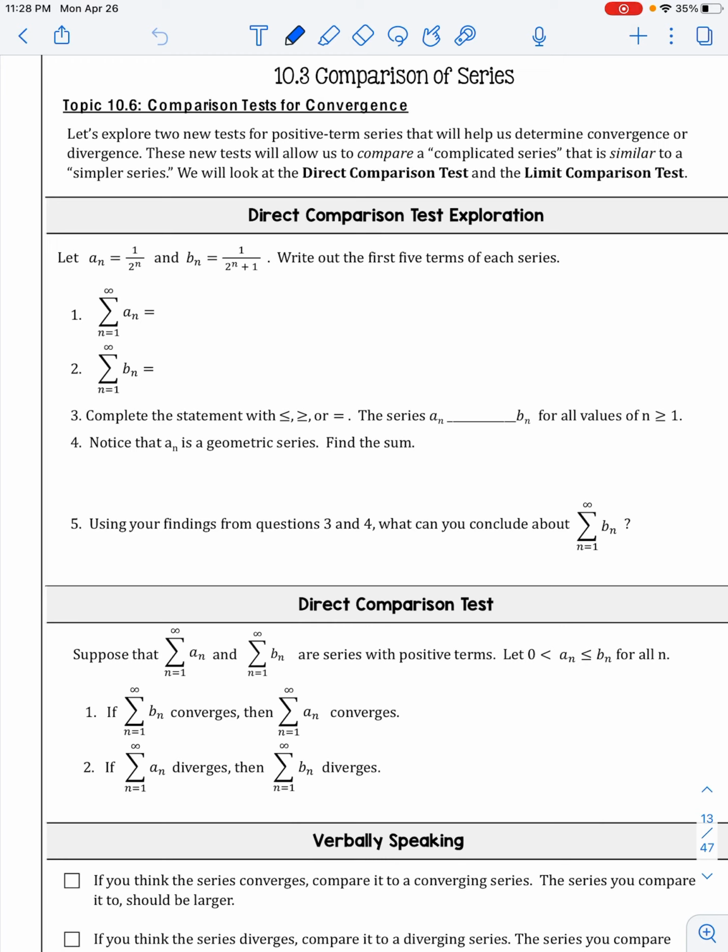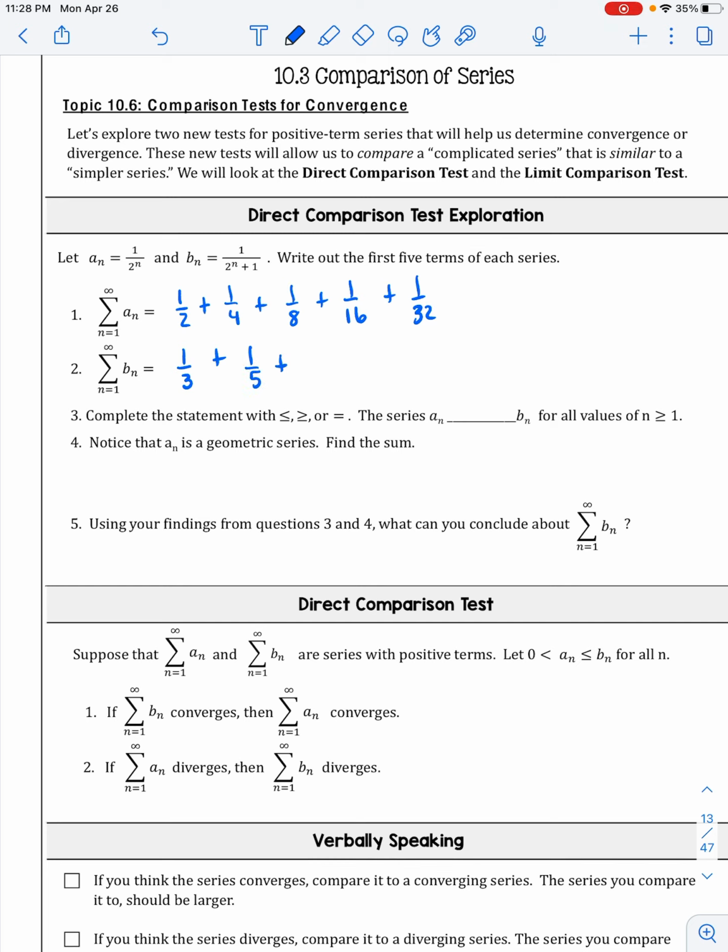Let a sub n equal 1 over 2 to the n and b sub n equal 1 over 2 to the n plus 1. Write out the first 5 terms of each series. So for the first one, when n equals 1, we get 1/2. When n equals 2, we get 1/4. n equals 3, we get 1/8. n equals 4, we get 1/16. n equals 5, we get 1/32.